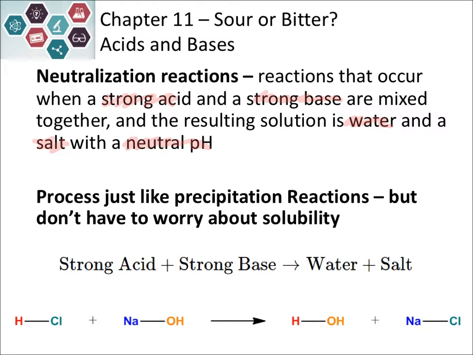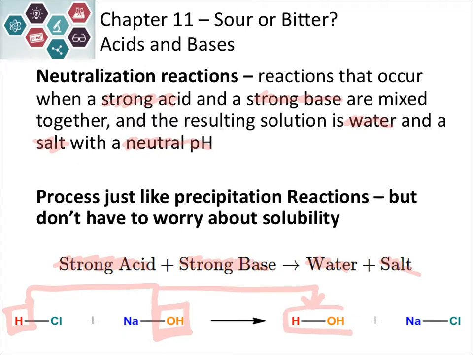So our general reaction is you're always going to have a strong acid and a strong base, and you will always make water and a salt. So in this example we have our acid, it has the hydrogen ion on it, and we have our strong base with hydroxide ion. So the hydrogen and the hydroxide combine to make water. So the H with the OH is H2O.